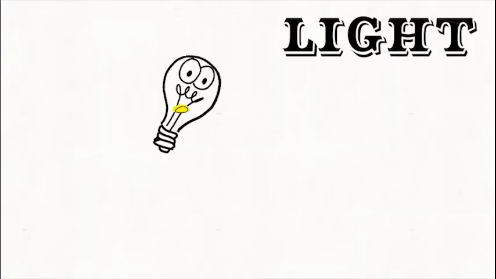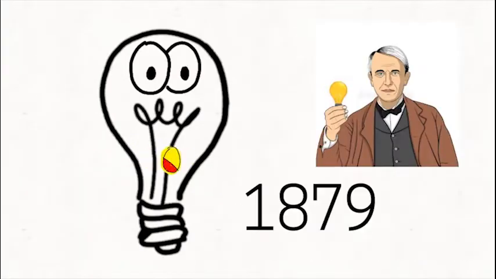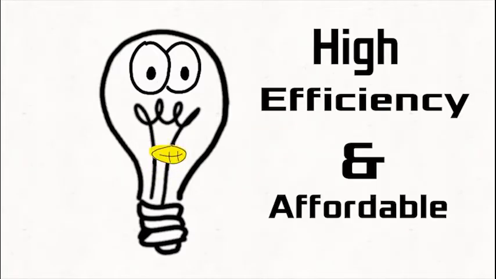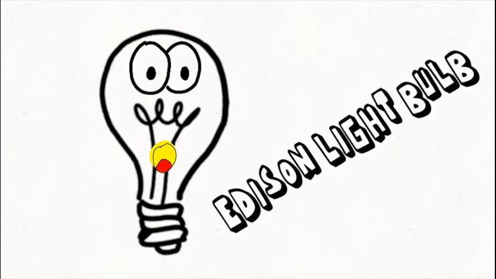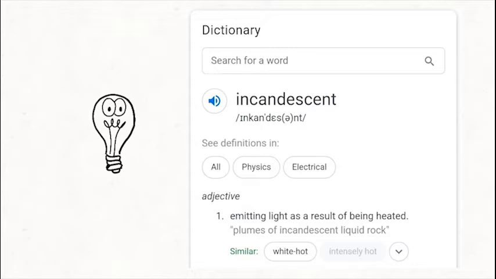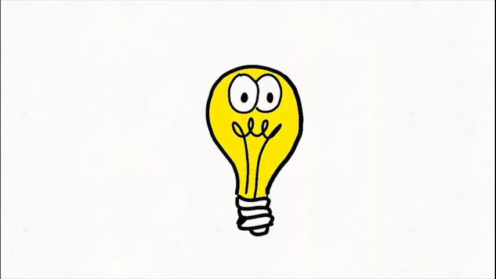Next, let's see how it works. Hello everyone, my name is light bulb. Ever since Thomas Edison invented me in 1879, people use me in refrigerators, table lamps and chandeliers due to my high efficiency and low, affordable cost. They call me Edison light bulb or incandescent light bulb. According to Google Dictionary, incandescent means emitting light as a result of being heated, which is how I am meant to work. For me to light up, we need electricity.